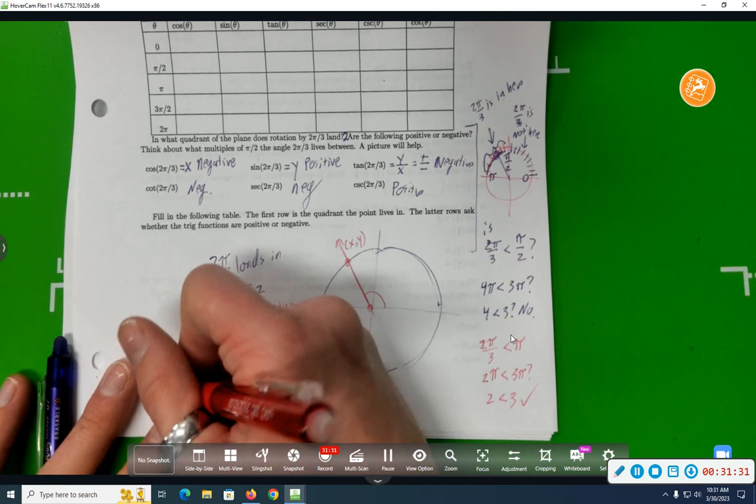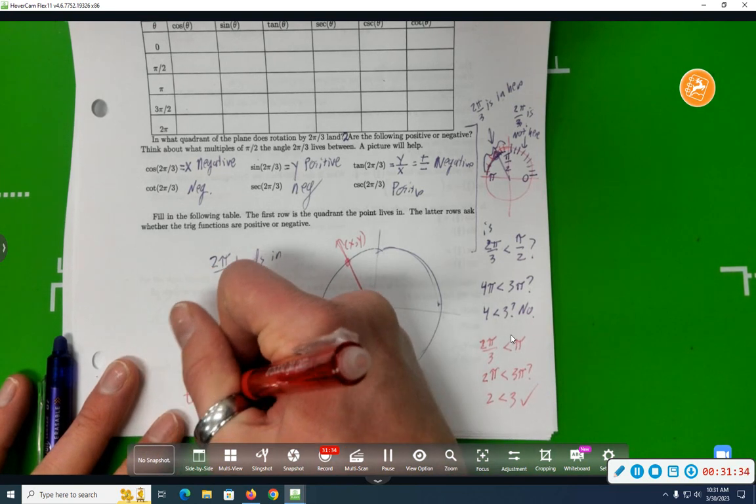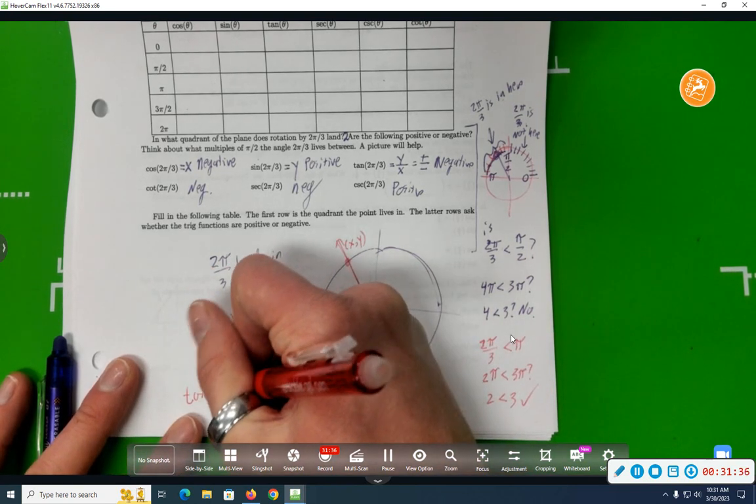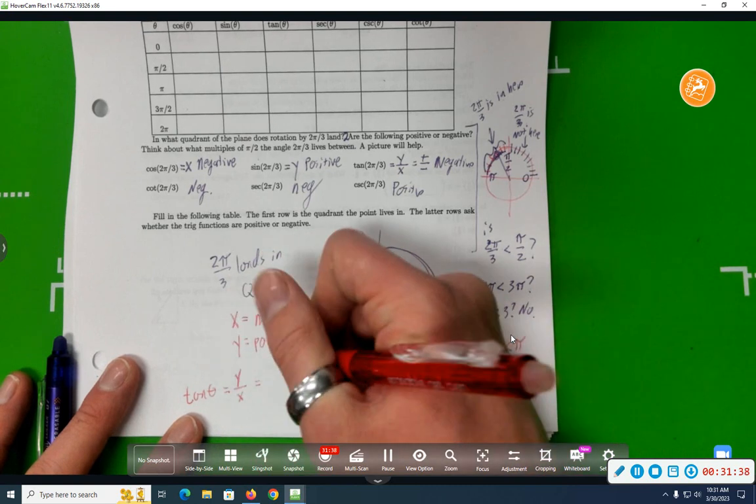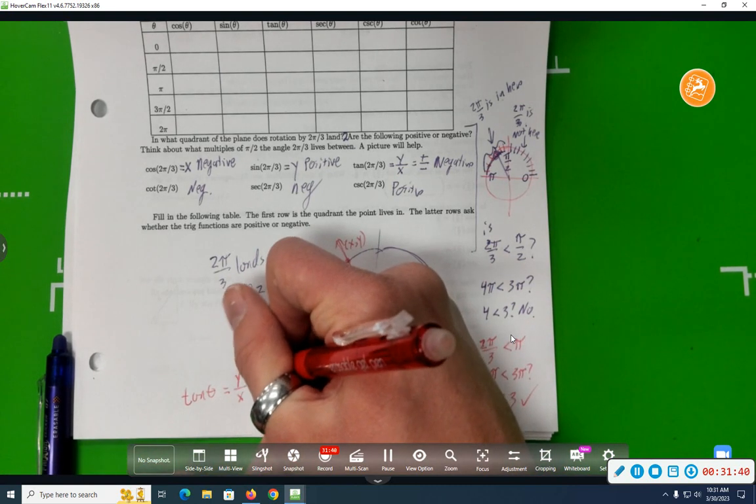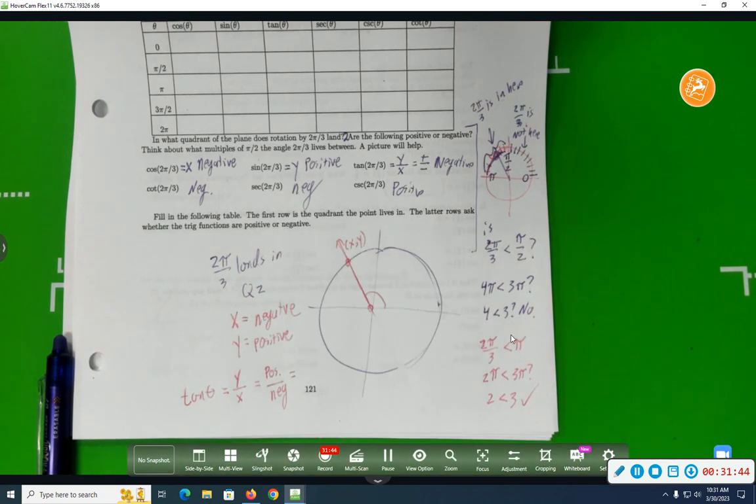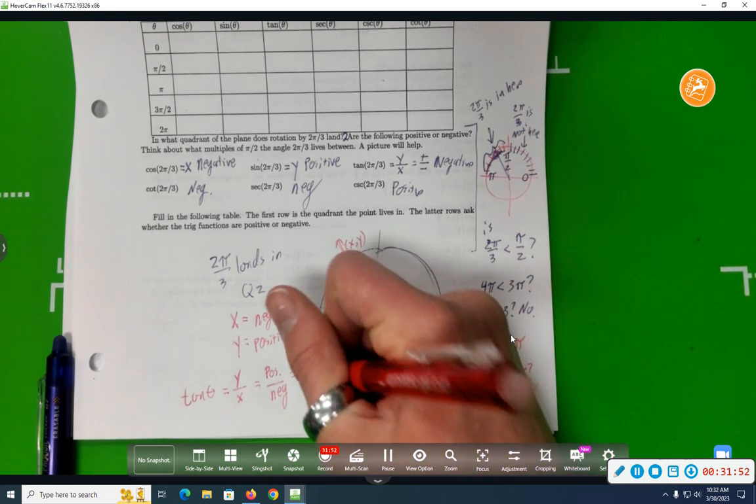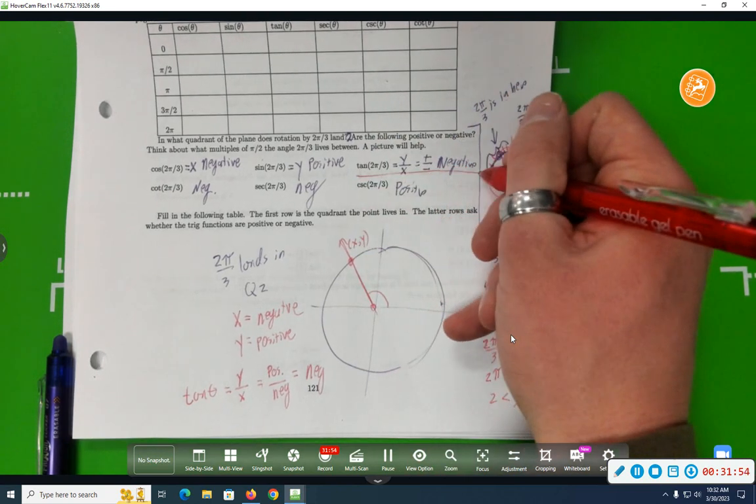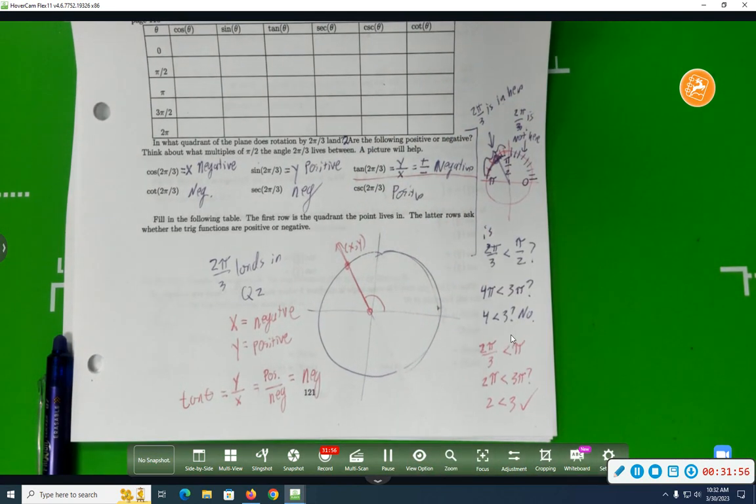So that means that the tangent of theta, if I want to compute tangent, will be y over x, will be a positive number divided by a negative number. And if you take a positive and divide by a negative, what do you get? A negative. Which hopefully agrees with what's right there. Nice. Cool. Does that feel kind of okay?